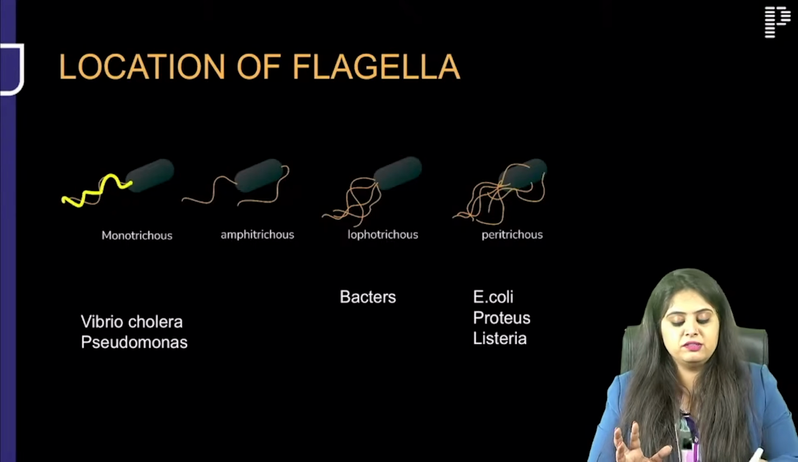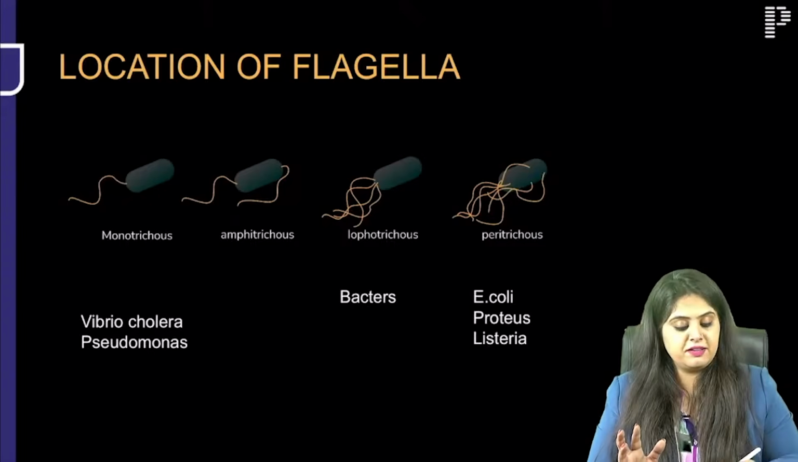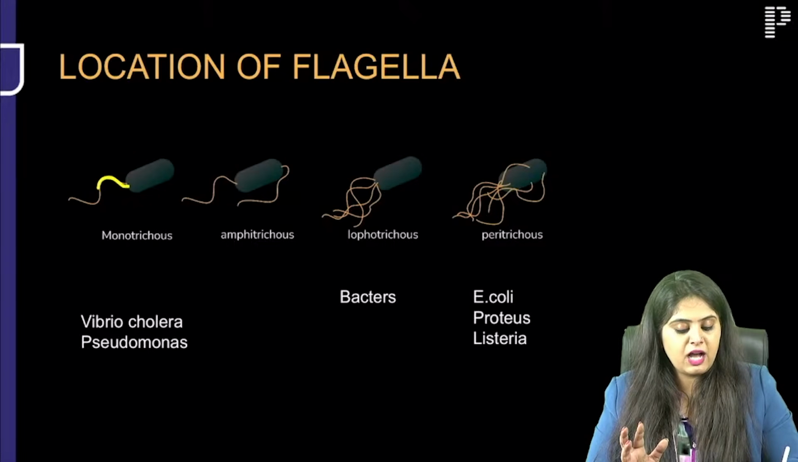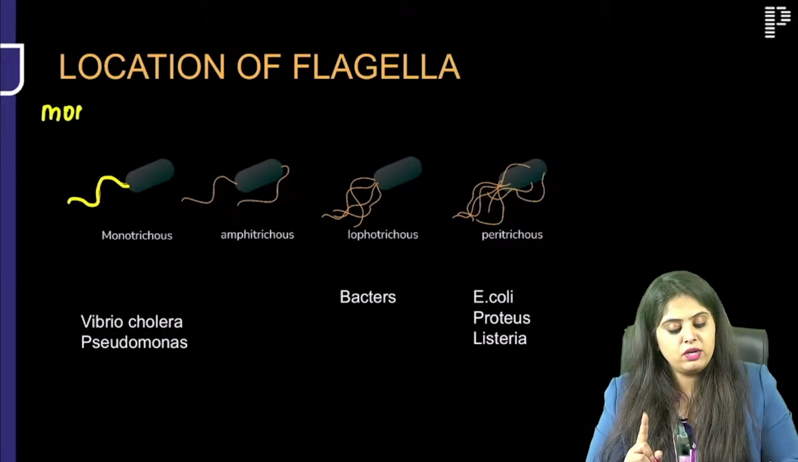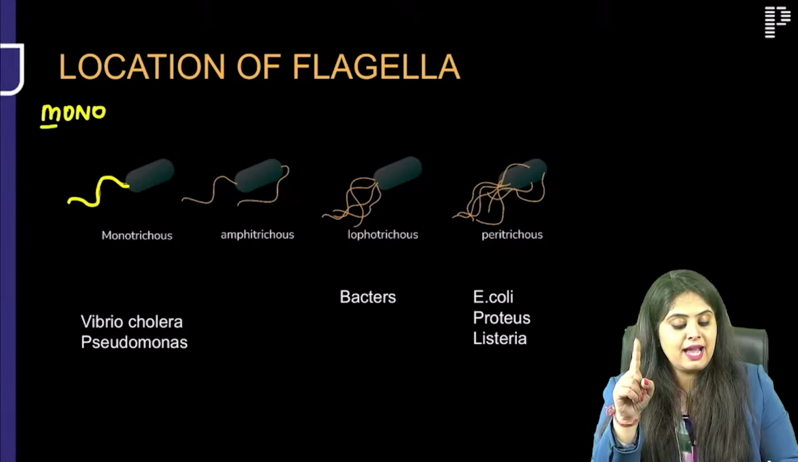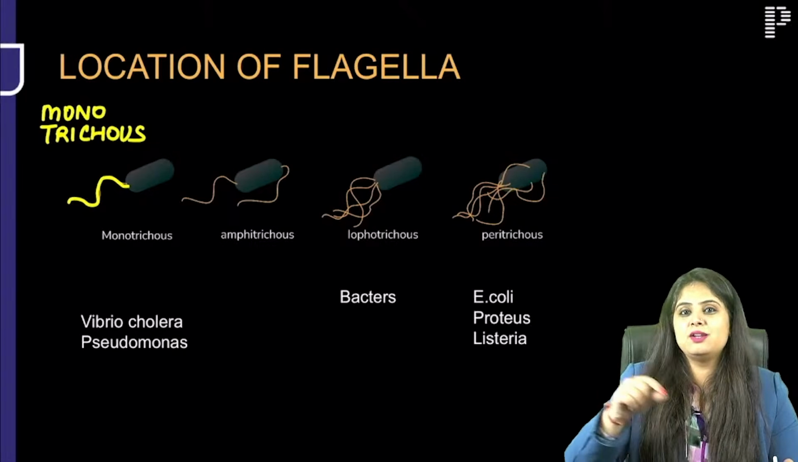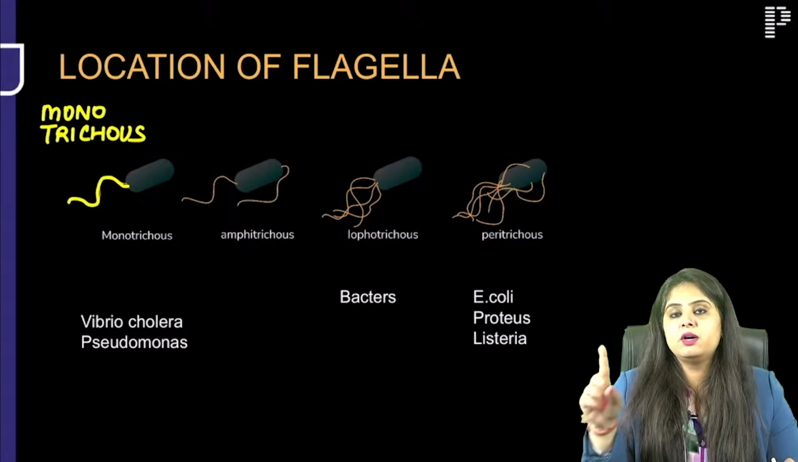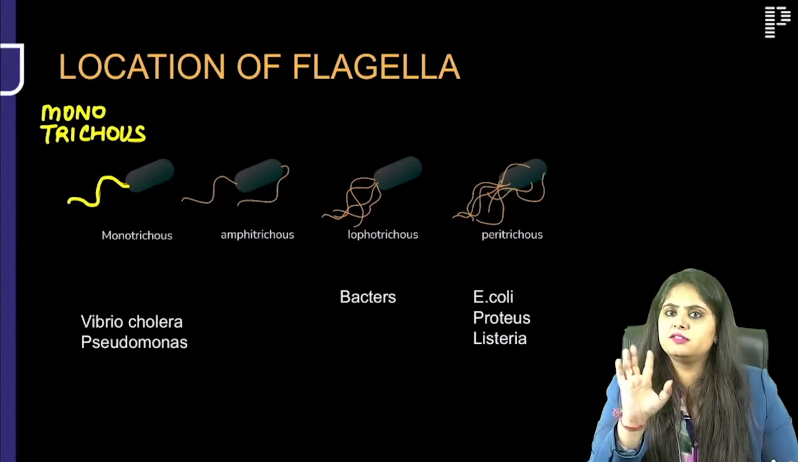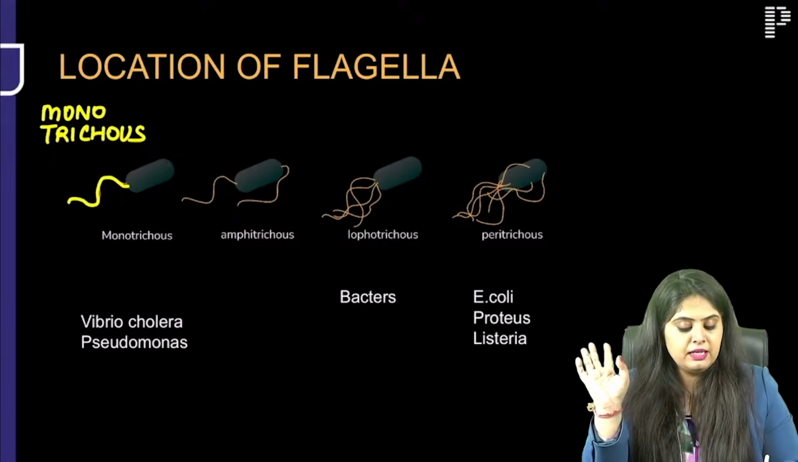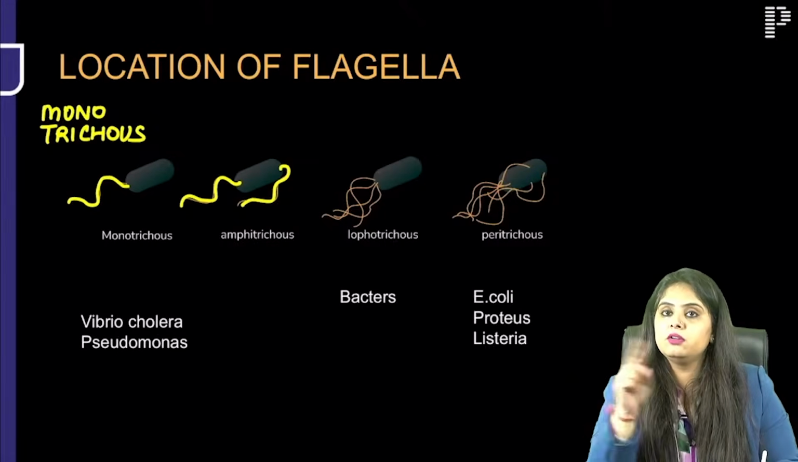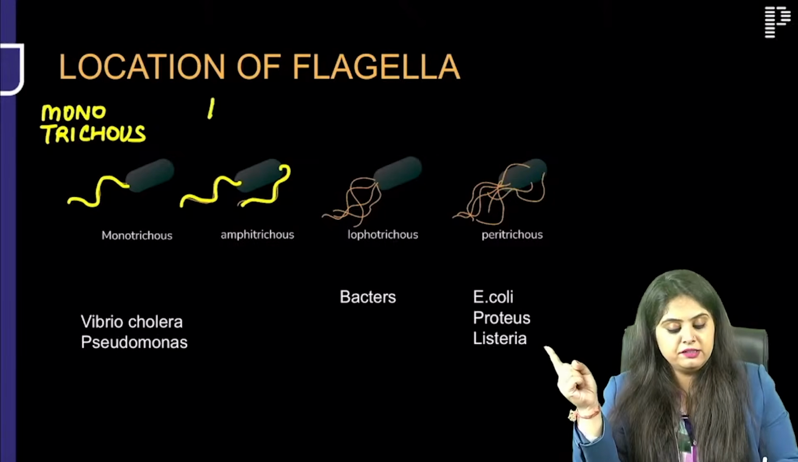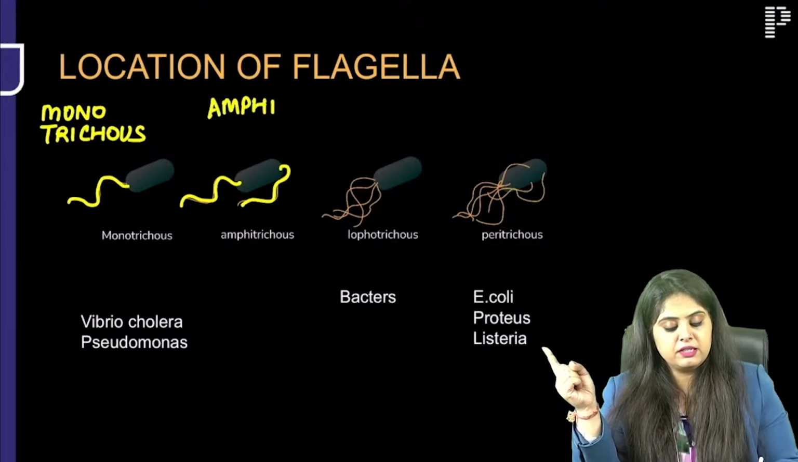I just told you, it's a thread coming out. But from where? Listen carefully. This is a bacteria. How many flagella do you see coming out? Only 1 flagella, ma'am. That is why I call it mono for 1, and trichous. What does tricho mean? Tricho means hair. So flagella looks like a hair. 1 hair coming out, 1 flagella coming out, monotrichous. Okay, just get used to the names. In the next bacteria, I see 1 flagella coming out on the left and 1 flagella coming out on the right. So both ends. This is known as amphitrichous.